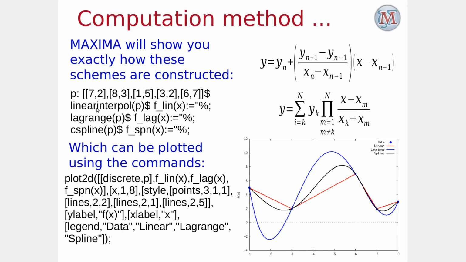And we can set up linear interpolation in this manner. So we say linear interpolation of p, and then straight afterwards we need to say the linear interpolation of x is the function we've just found. Same with Lagrange, same with cubic splines.